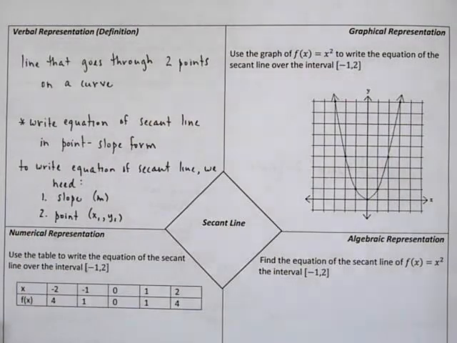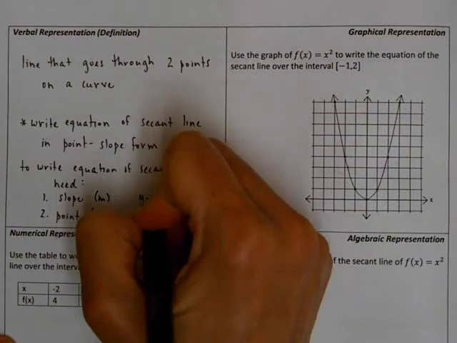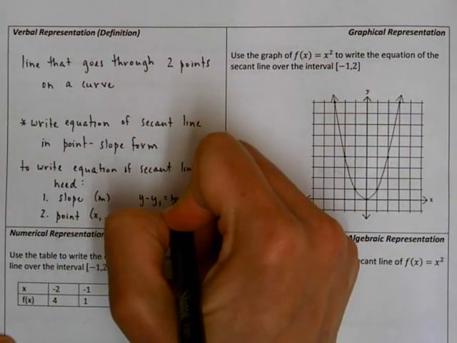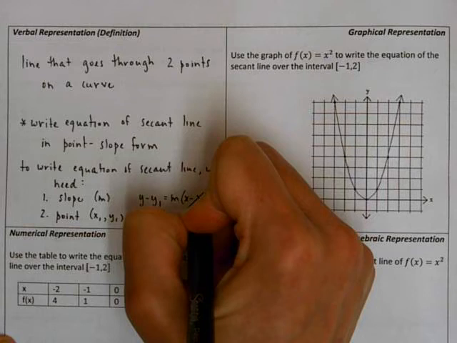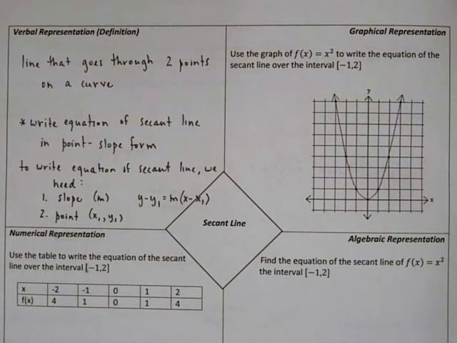So then just as a quick refresher, when we're talking about point slope form, that's going to look like y minus y1 equals m times the quantity x minus x1. So point slope form will be something we use a lot right now as we're working with secant lines, and then as we learn about other types of lines, we're going to be working with that equation a lot.